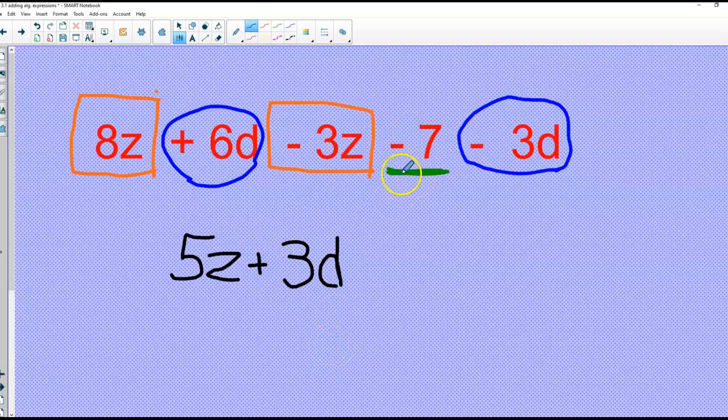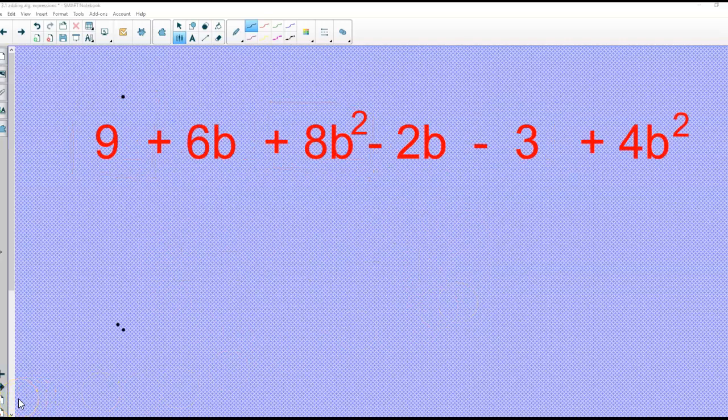And then lastly, I have this minus 7 here, which does not have a match or a partner, and that's fine. So since there's nothing that it goes with, we're just going to bring it down as it is, minus 7. And it just stays like that. Okay, again, there's nothing else I can combine. There's no more like terms. So this is your final answer. Let's look at two more. This one and one more, guys.